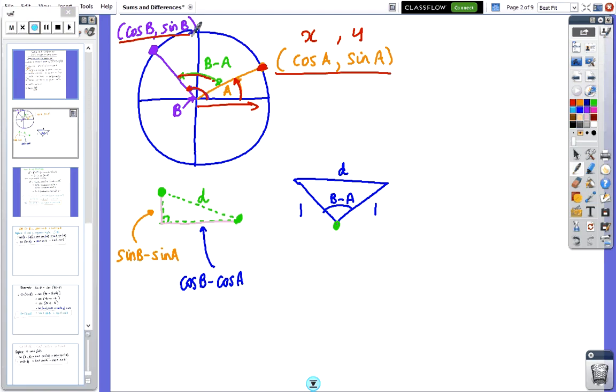So if I redrew the triangle, I'd have this little triangle with the vertical distance being sine B minus sine A, and the horizontal distance being cos B minus cos A. And if I redrew, not with the right angle triangle, but just any old triangle, I've got a unit circle, so I've got 1 for the radiuses, I've got the angle as B minus A, and the distance between those 2 points is called d. So copy that down if you want to.